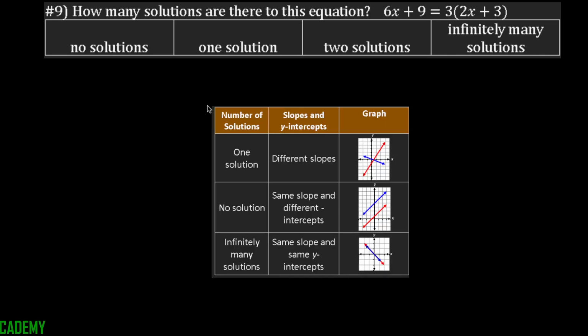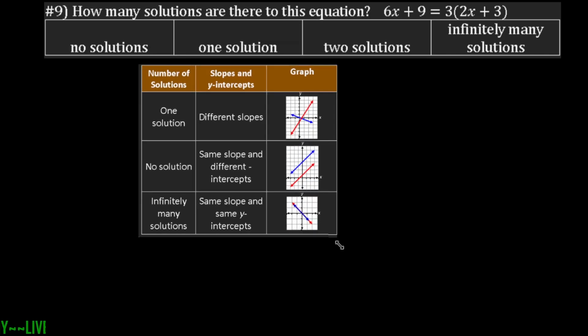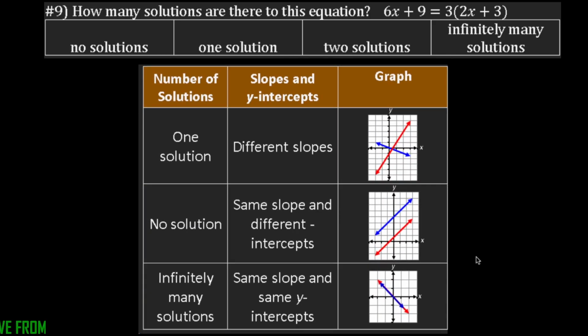Just as a reminder, that bottom one, same slope, same y-intercept, this is overlapping lines. So that just means this has infinite solutions on this one here.